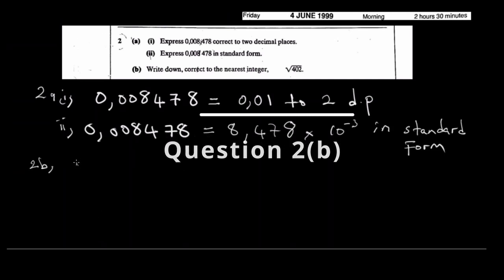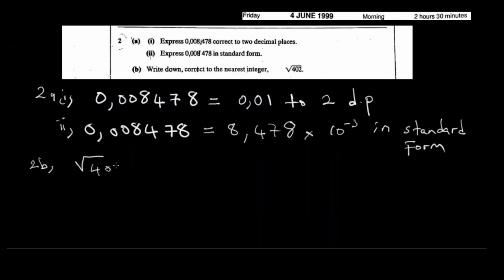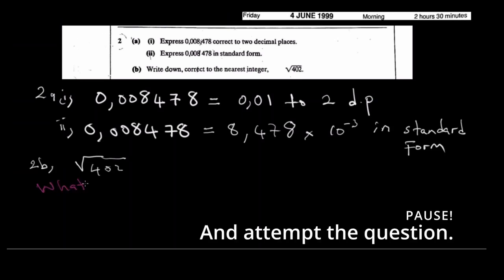2B says, write down correct to the nearest integer the square root of 40. So I have a question. What is a perfect square?